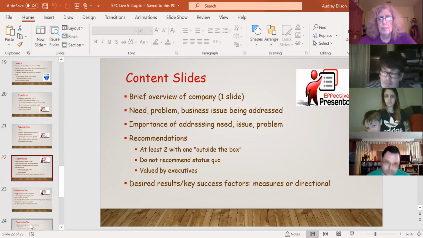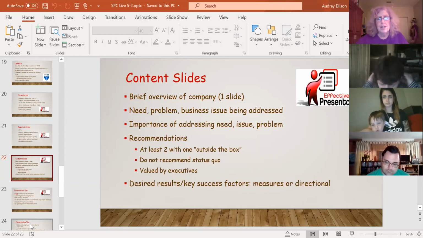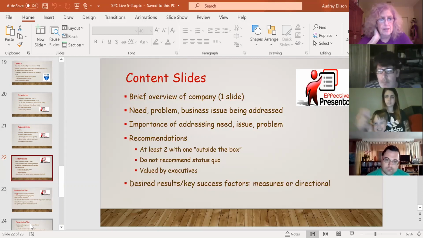Your need, your problem or business issue being addressed, that comes right out of your executive summary. The importance of addressing the need or the issue. The recommendations, that could be 1 slide, you only need 2 of them. And the desired results or the key success factors. How are you going to know if what you recommended is going to be successful? And that could be based on those key success factors.